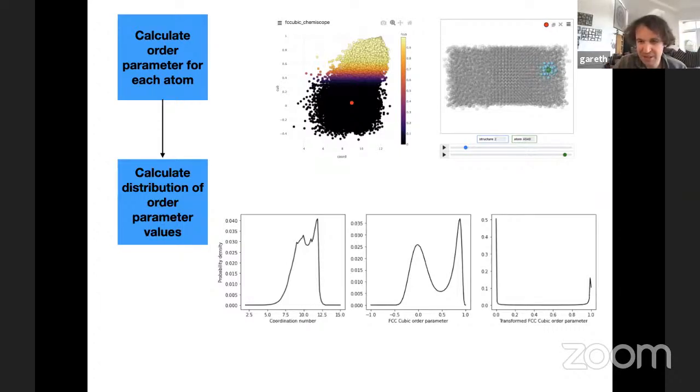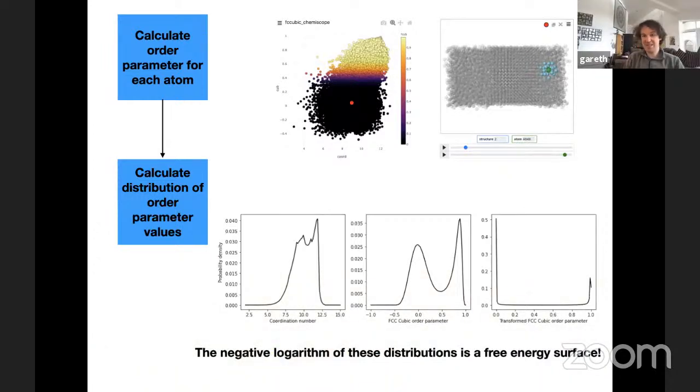So if we have these distributions, there is a nice thing. Whenever we've got a distribution of quantities that are indistinguishable, the negative logarithm of these distributions multiplied by kBT is a free energy surface. So by taking one configuration that's equilibrated, if we have these order parameters, we can calculate an estimate of the free energy surface without doing an MD.